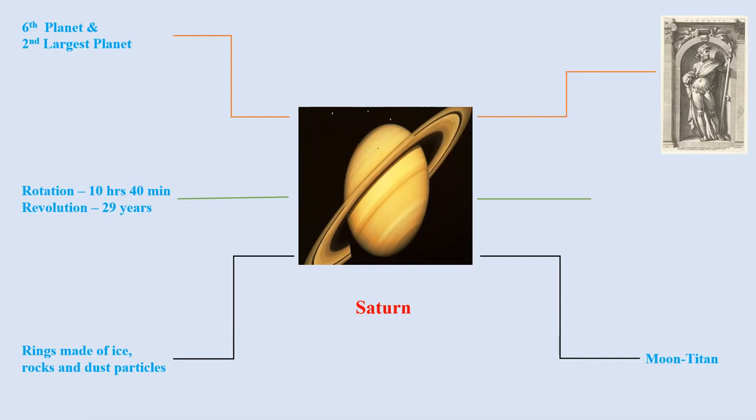Likewise, Saturn has many moons of its own, and of those moons, Titan is the biggest moon. That is, Titan is the biggest natural satellite of Saturn. Saturn has 62 natural satellites around it. Titan is the only satellite in the solar system that has clouds and a dense atmosphere composed of nitrogen and methane.